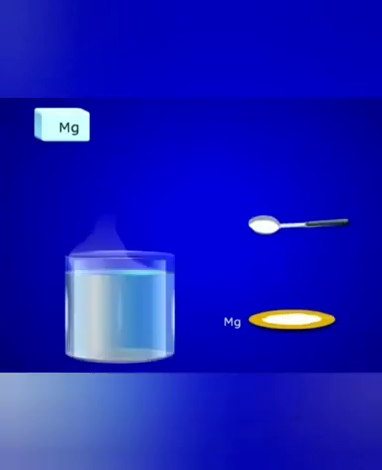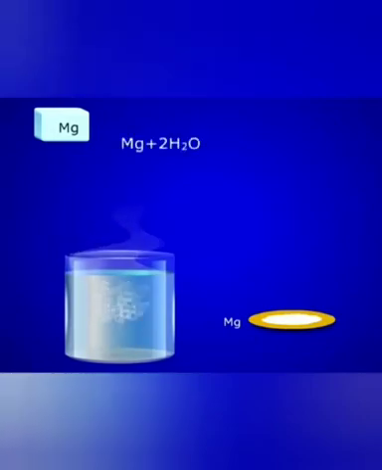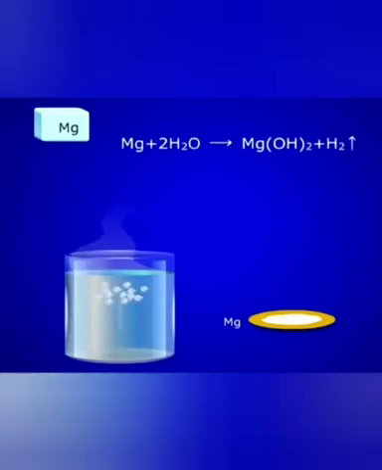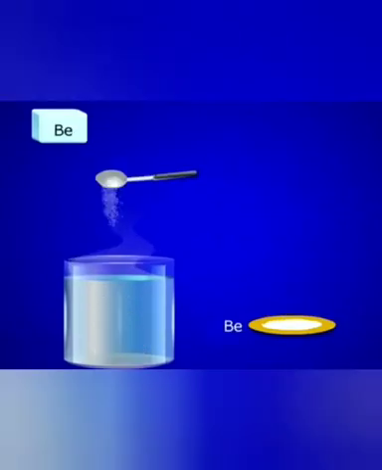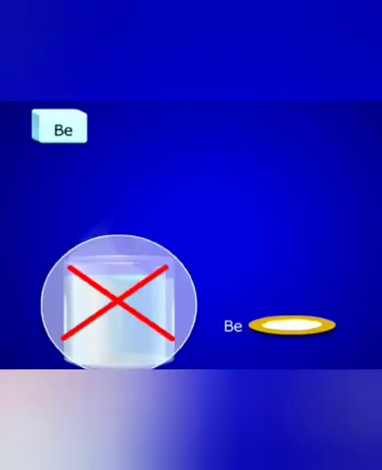Magnesium doesn't react with normal water. Thus, it is possible by increasing the temperature of the water, that is, hot water. Magnesium in hot water would give magnesium hydroxide plus hydrogen gas. In the case of beryllium, it doesn't react with hot water, nor with steam.